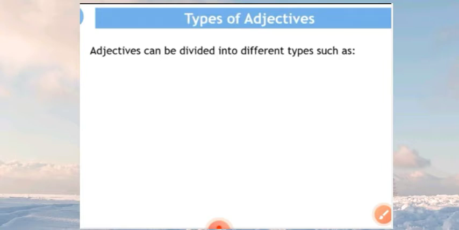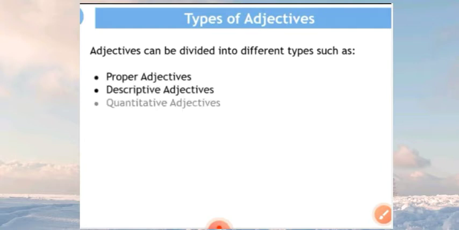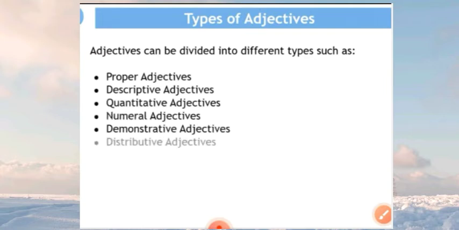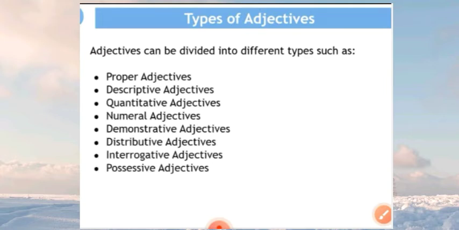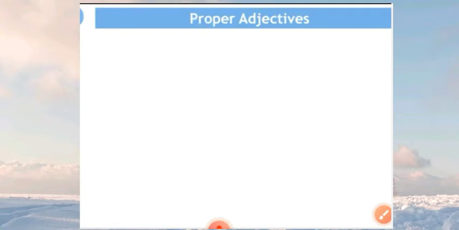It's also important to know there are different kinds of adjectives. They can be classified into different types based on the function that they perform in a sentence. So the different types of adjectives would be proper adjectives, descriptive adjectives, quantitative adjectives, numeral adjectives, demonstrative adjectives, distributive adjectives, interrogative adjectives, and possessive adjectives. So in this session, we'll do a brief overview of each of these different types of adjectives. And to get started, let's start with the proper adjectives.